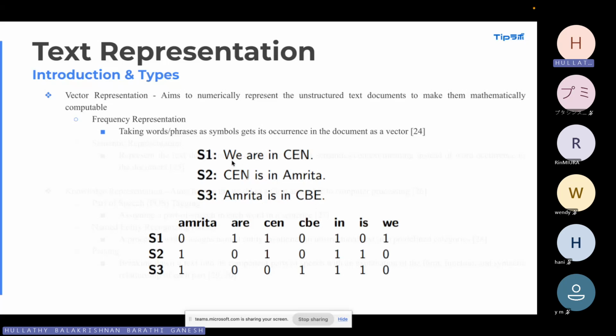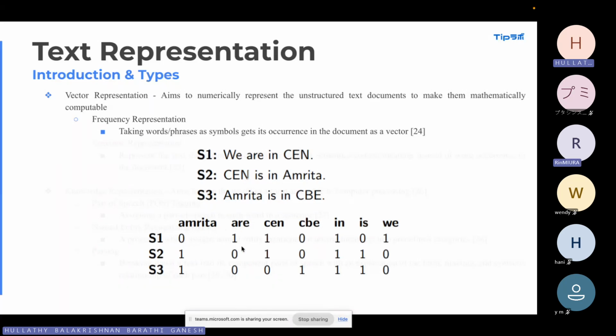So we have three sentences: We are in SEN. SEN is in Amrita. Amrita is in Coimbatore. In order to process this, first we have to convert them into matrices. The fundamental method for this is the term-document matrix. What we do is collect the unique words in all three sentences. As you see: Amrita, R, SEN, CBE, in, is, we.